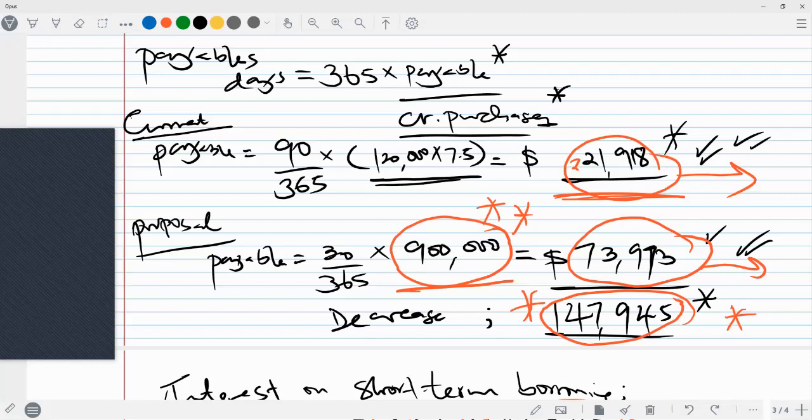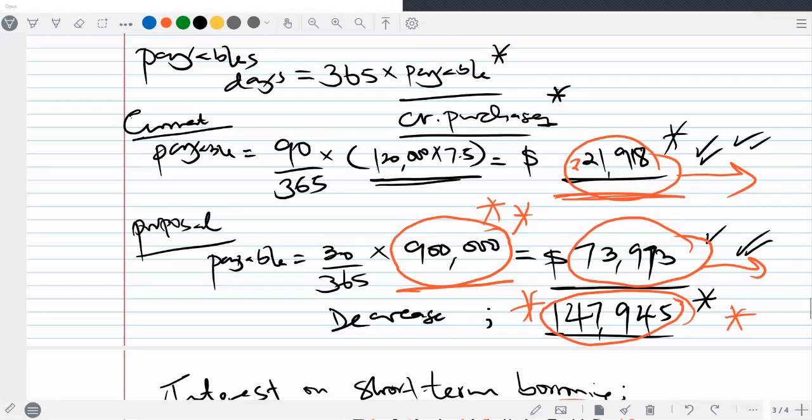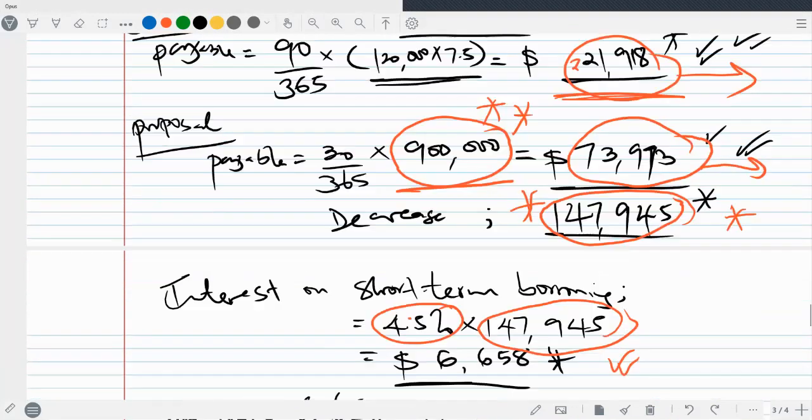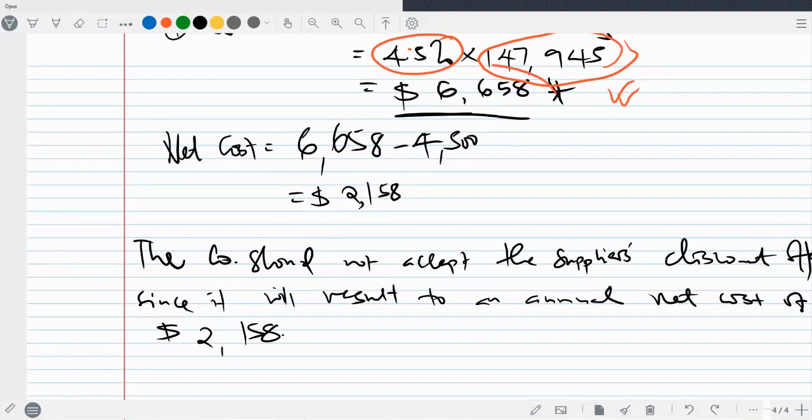Okay, that's good in case you understood. Don't forget, we are still comparing the benefit versus the cost of the policy. The costs are greater than the benefit, and therefore we ought to reject the proposal on the 0.5% discount offer. Any question? Okay, no question.